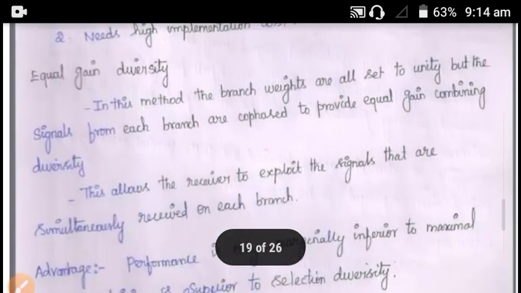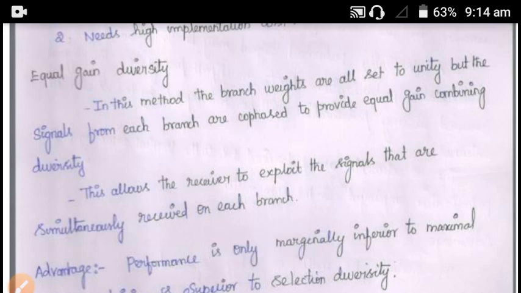So in the equal gain diversity, in this method the branch weights are all set to unity. We know that in the maximal ratio combiner we provide some weight for each of the signals. Here in equal gain diversity the branch weights are set to unity, a unit value for the branch weight.